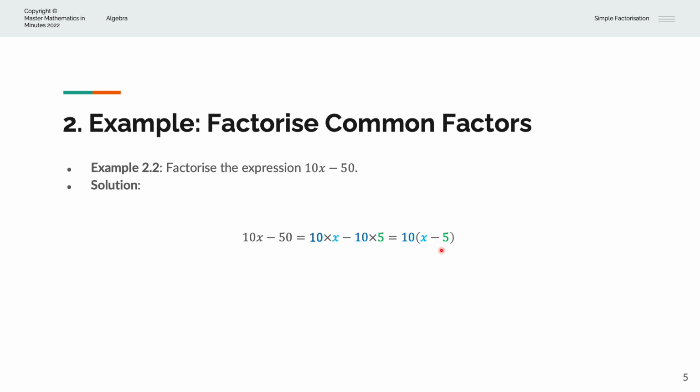To check our answers, we can expand the bracket on the right to make sure that it matches the expression on the left. The first term is 10x, which matches that 10x. And the second term is minus 10 multiplied by 5, which matches the second term. So they are equivalent, but we've factorized 10 on the right-hand side as required by the question.